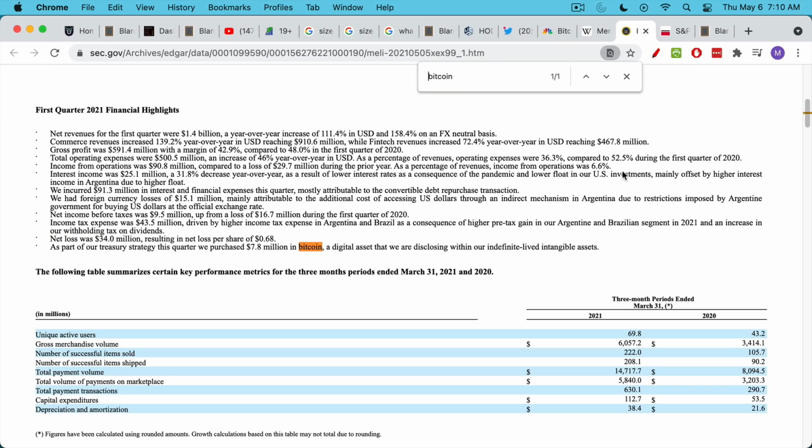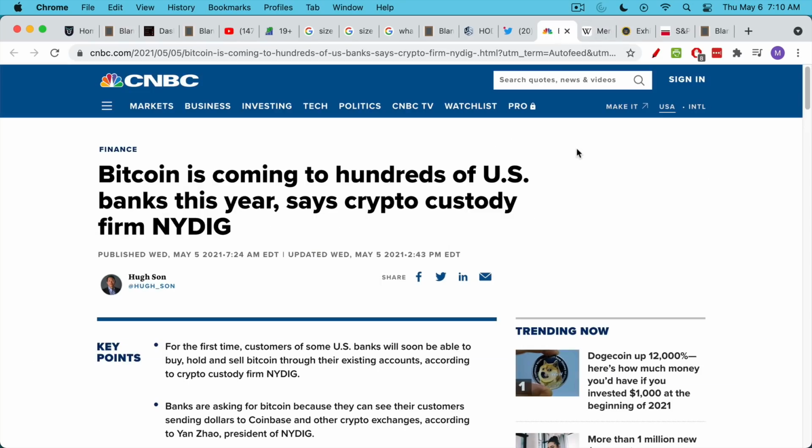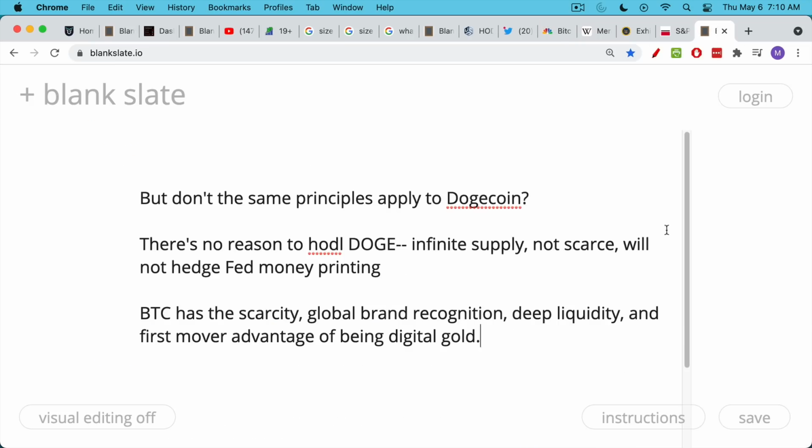It doesn't have Mercado Libre buying it. It's not going to be custodied by hundreds of U.S. banks. It just doesn't have the same market cap that Bitcoin has. Bitcoin has the scarcity. It has the credible monetary policy, where the monetary policy hasn't changed over the last 11 years, unlike something like Ethereum, where they change the monetary policy and the issuance rate every couple of years. Bitcoin has the greatest global brand recognition. It's the fastest growing asset to ever hit $1 trillion.